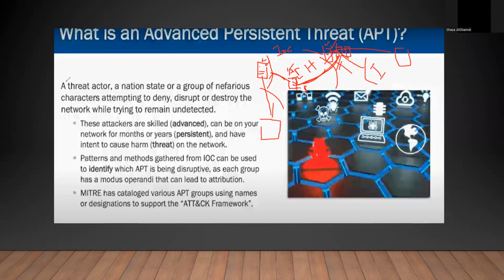Okay, guys. And again, the threat actors are really nation states, and sometimes they can deny, disrupt, destroy a network while trying to remain undetected. This is what I call the sleeping attackers, or the slow and low attackers. So this is what they call them in the wild. And if you have any doubt, guys, about the existence of these groups, I would tell you to read about a certain attack that happened in Beit Rabigh.